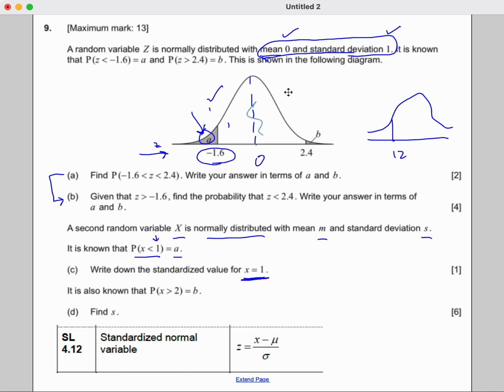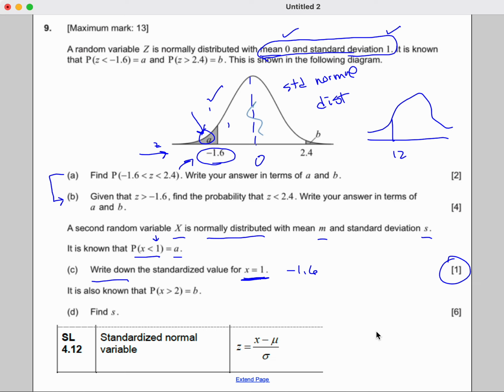This is a standard normal distribution. So I know that if the probability is equal to a, then the standardized variable has to be negative 1.6. They also say write it down, and it's only worth 1 mark. So that means it's staring you in the face. You shouldn't have to do any work when it says write down.